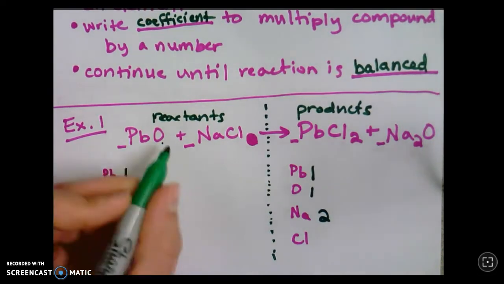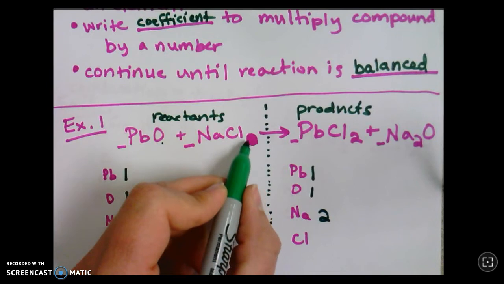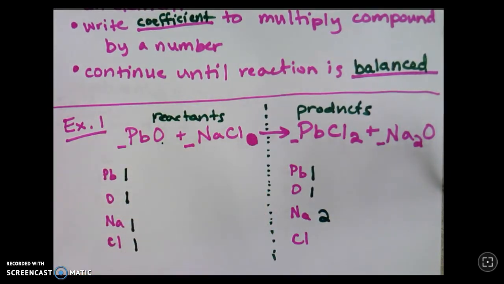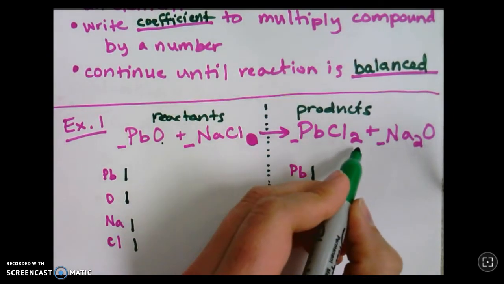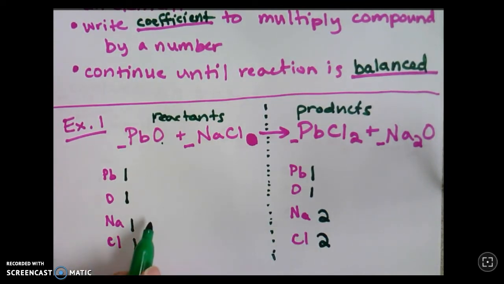Then we get to chlorine. I have one chlorine here. I started to write a subscript but realized that was a mistake, so I crossed it out. Sorry about that. One chlorine, and here I have two chlorines on the product side. Okay, so you can see pretty quickly that the two things that are not equal to each other on both sides are my sodium and my chlorine. So that means I'm going to need to balance those.